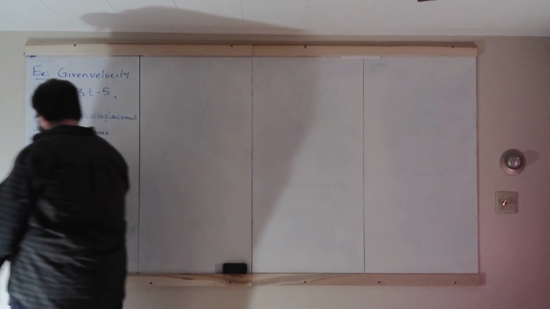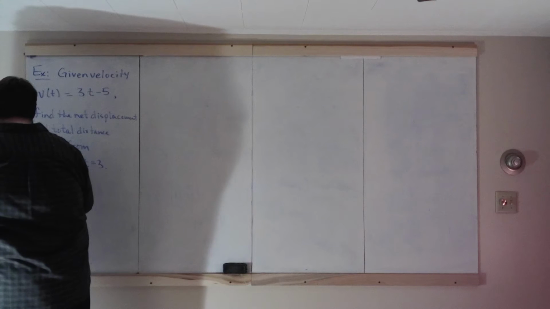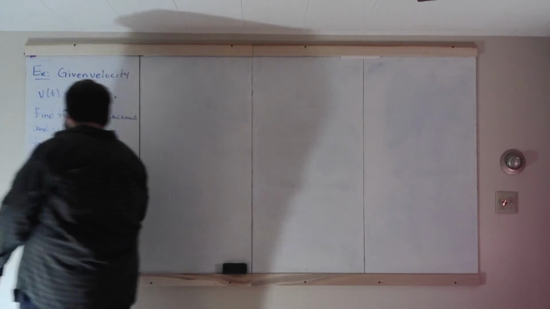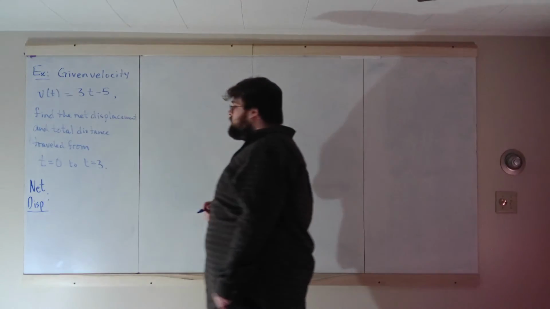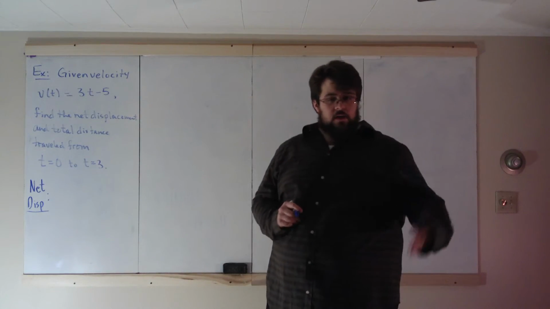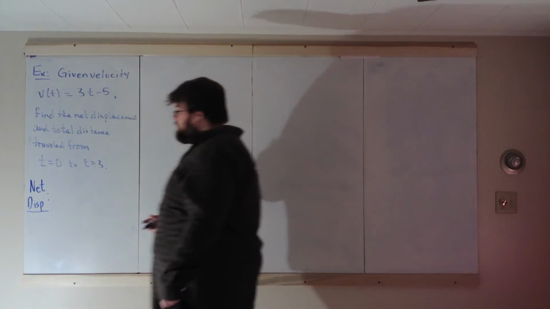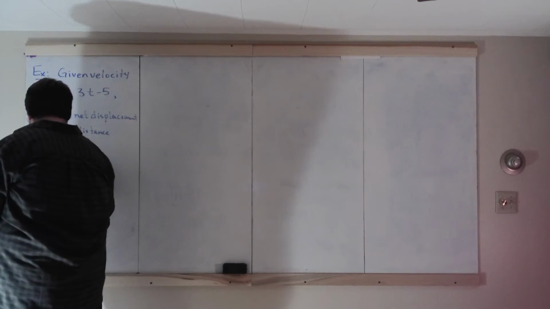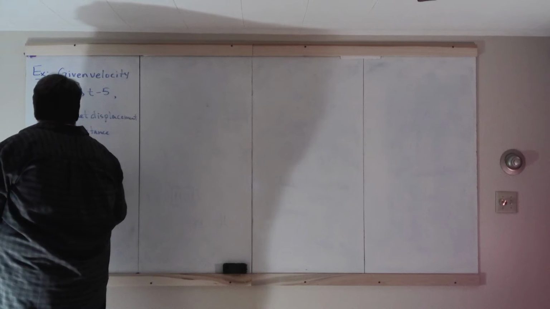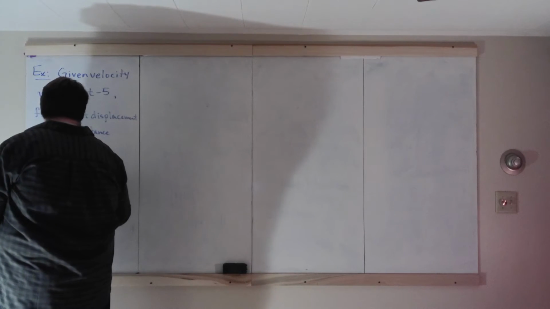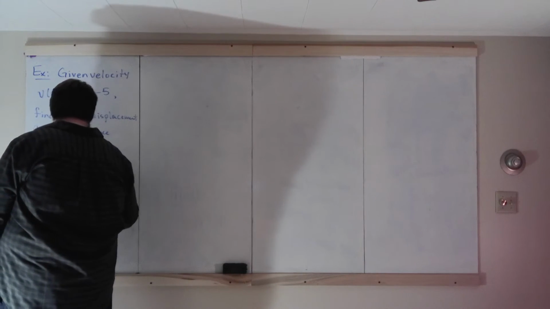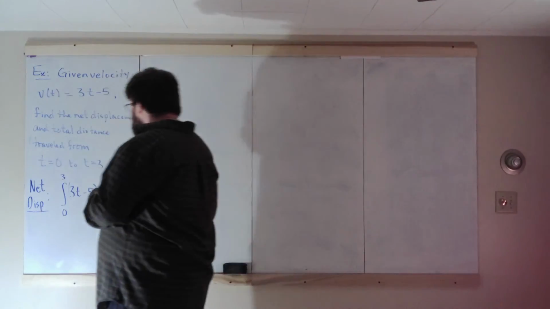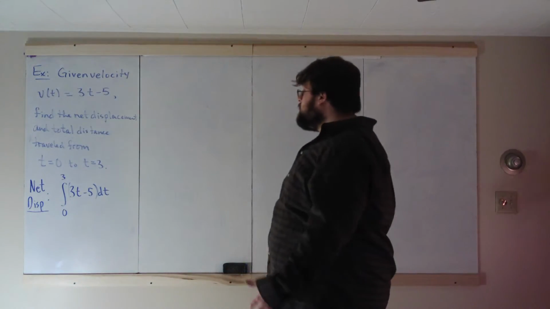Okay, let's do net displacement first. Well, net displacement, remember, treats areas above the x-axis as positive, areas below the x-axis as negative. So we can just use an integral of our velocity function from 0 to 3, because this one says 0 to 3. The integral of velocity from 0 to 3 will give us net displacement.